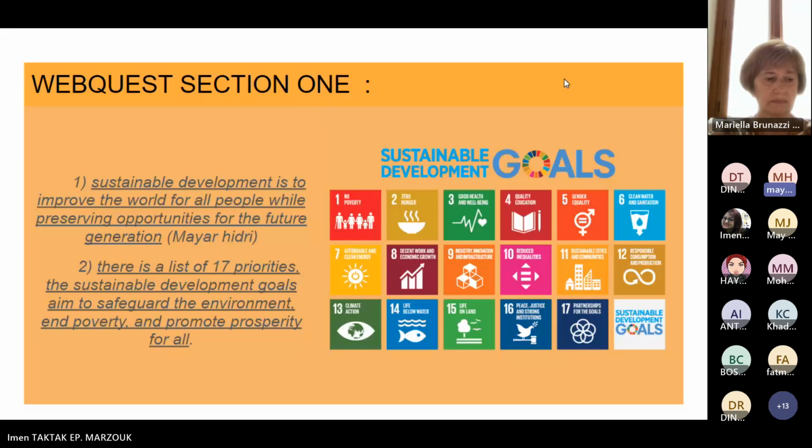And now I'm going to start with section 1. Sustainable development is to improve the world for all people while preserving opportunities for the future generation. There is a list of 17 priorities. The Sustainable Development Goals aim to safeguard the environment, end poverty, and promote prosperity for all.